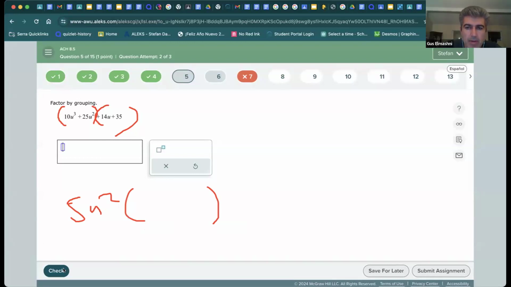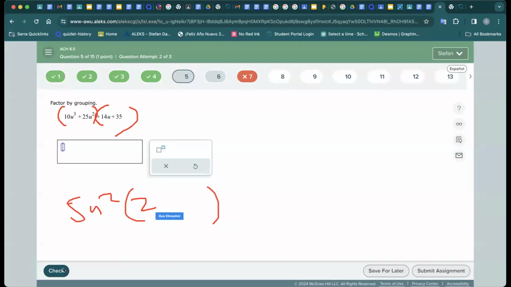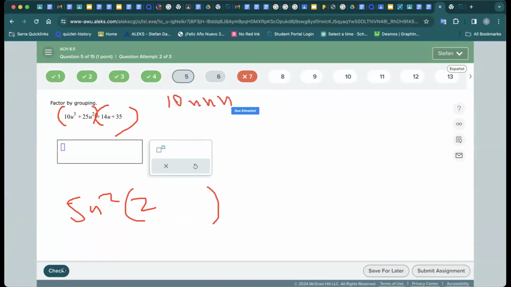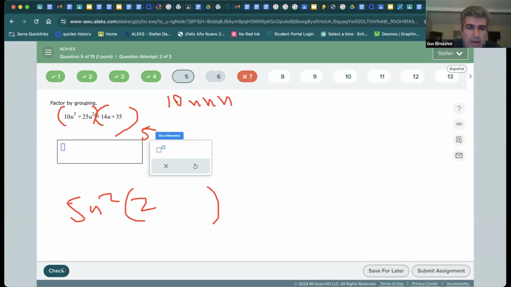No, slow down. What's 10 divided by 5? 2. And we have U cubed. You took out U squared. What's left behind if we take out U squared from U cubed? Remember, U squared is two U's. 10U cubed is this, right? You took out 5U squared, 5U and U. How many U's are left now?